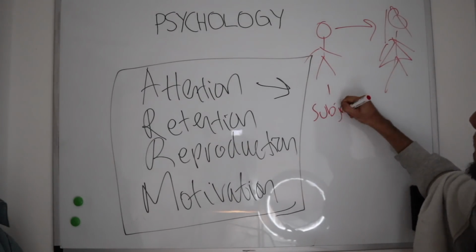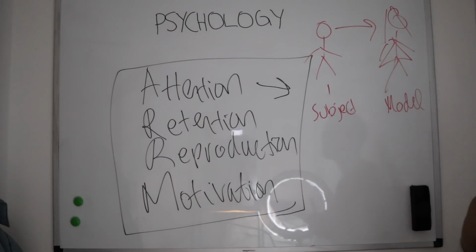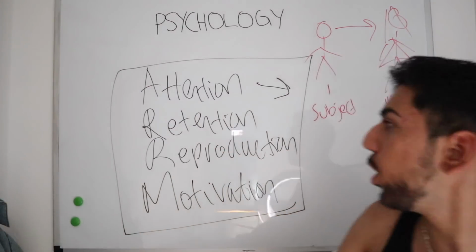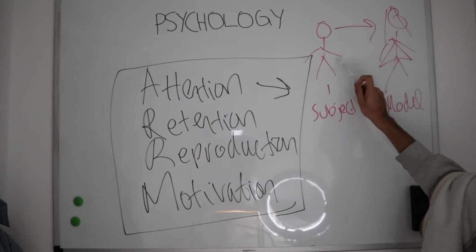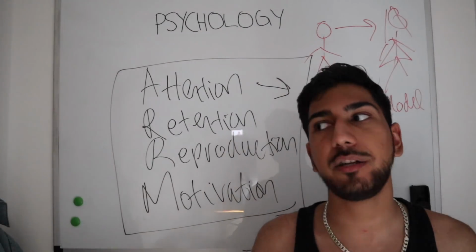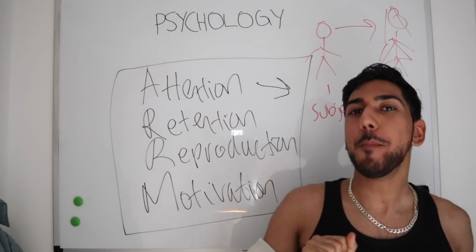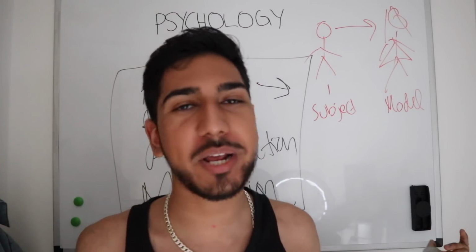So what is it that the model is doing that makes the subject so compelled to want to observe their behavior and repeat it later on? Firstly, Bandura argues that this individual needs to catch the attention of the subject. How do we catch attention? Well, you tell me. Why is it that some of you prefer certain celebrities? Why are you attracted to the people that you're attracted to when it comes to relationships?